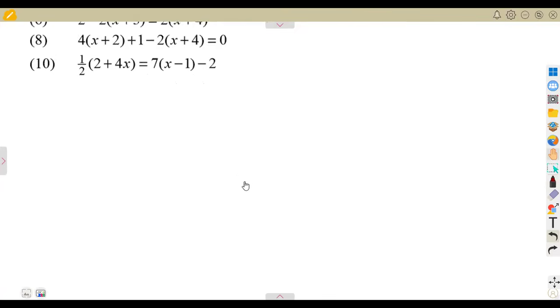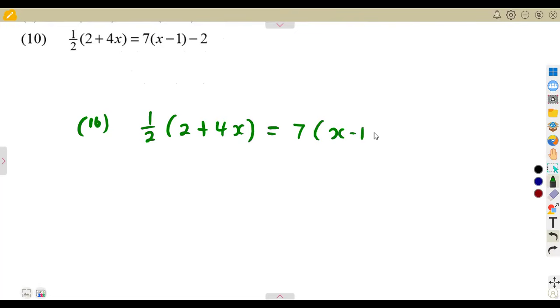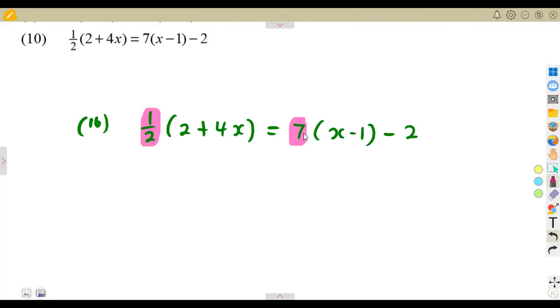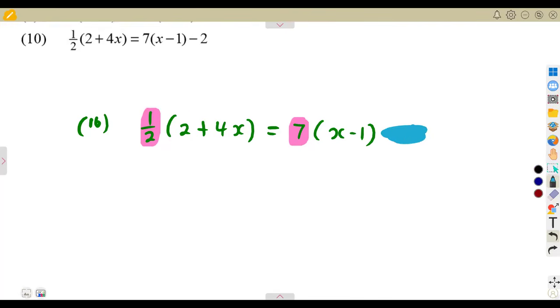All right. Let's see number 10. Since I just wanted to have a last question, let us just see number 10. Number 10, that is the half of 2 plus 4x is equal to 7 into the bracket of x minus 1 minus 2. So there is a bracket. We have to expand the bracket. What is affecting the bracket? There is a half. It's a fraction, yes. But it's supposed to affect the bracket just like a 7. The -2 is nothing. There's nothing for this -2. There's nothing for that.